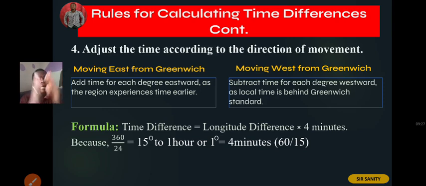So the formula says that time difference is equal to longitude difference times 4 minutes, because 360 degrees divided by 24 hours will give you 15 degrees to 1 hour, or 1 degree equal to 4 minutes. So you divide the longitude difference by 15. Then if there are remaining longitudes that are not up to 15, say 5 or 6, you multiply that by 4 to give you the minutes, because every 15 degrees will give you 1 hour.